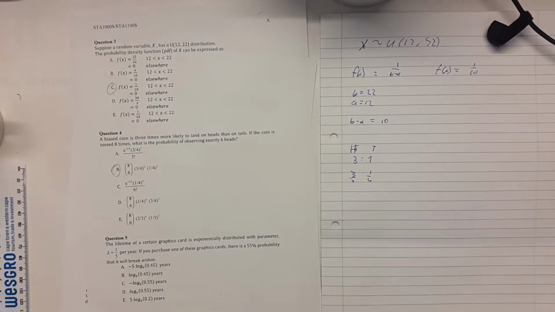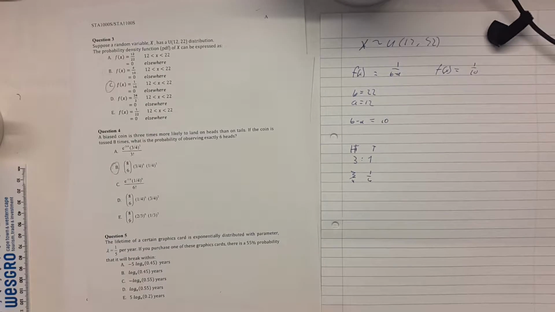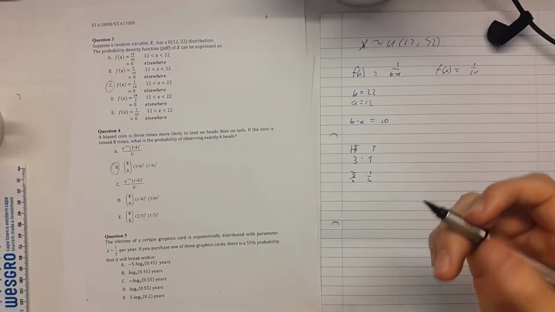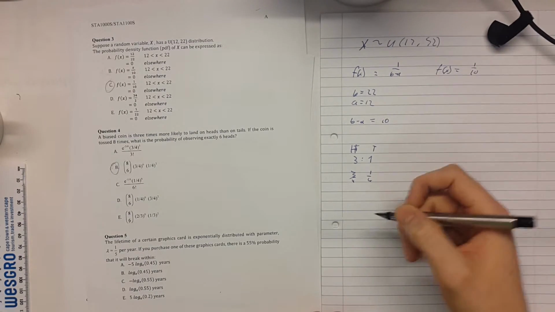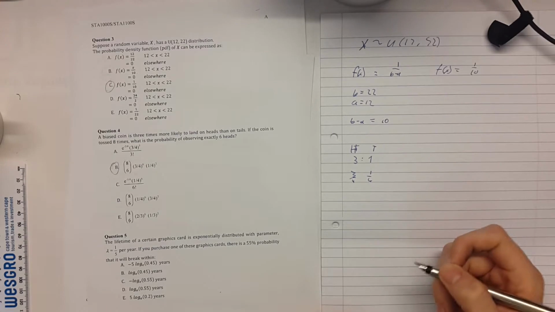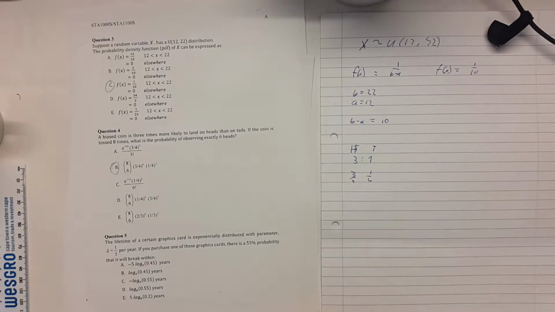Question 5. The lifetime of a certain graphics card is exponentially distributed with parameter lambda equal to 1 over 5, or 0.2. If you purchase one of these graphics cards, there's a 55% probability that it will break within question mark years. So we need to find, if we've just bought this graphics card, from the beginning to the year that we're looking for, this year k, there's a 55% probability of it failing, that it will break.